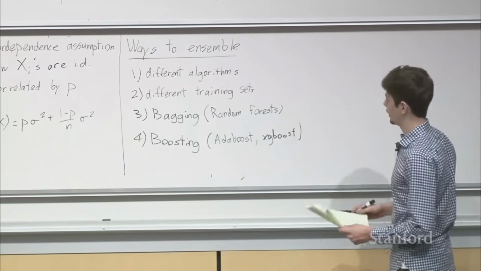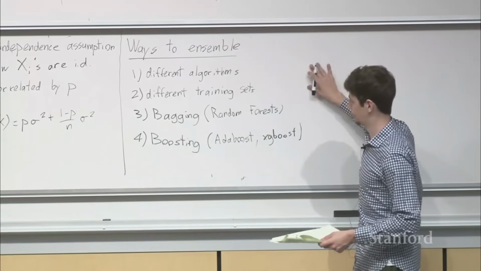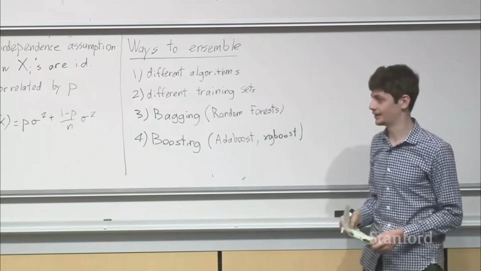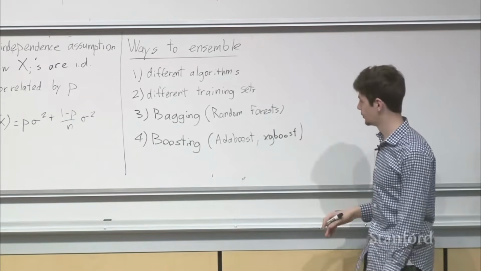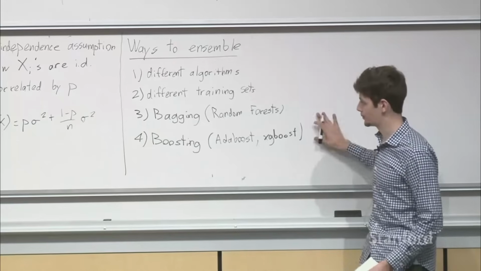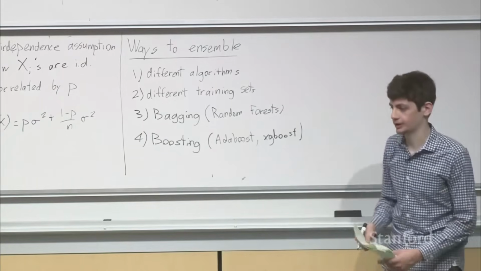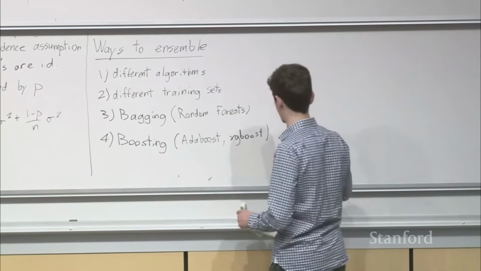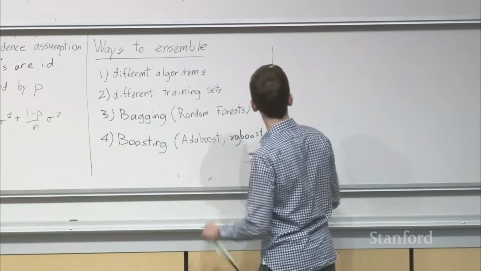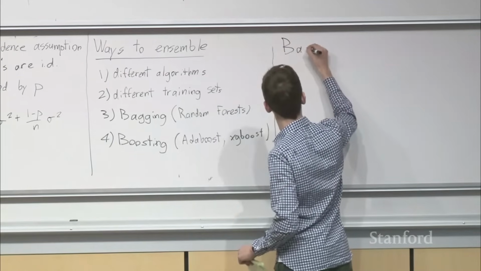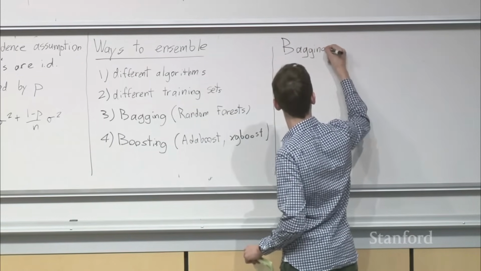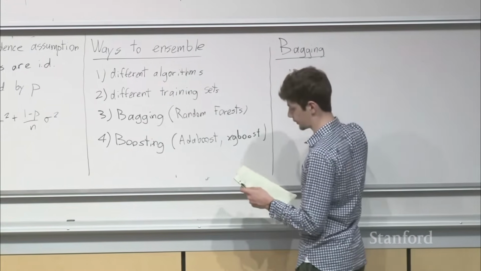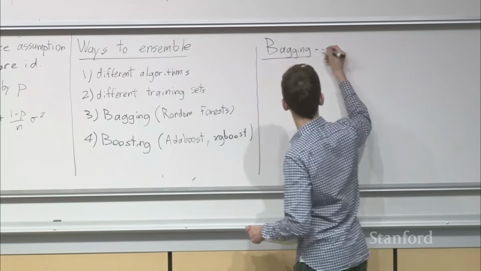Okay, so that covers at a high level what we'd want to do. These first two are very nice because they would give us much more independent, or less correlated, variables. But generally we end up doing these latter two because we don't want to collect new training sets or train entirely new algorithms. Okay, so let's cover bagging first. Bagging really stands for Bootstrap Aggregation.